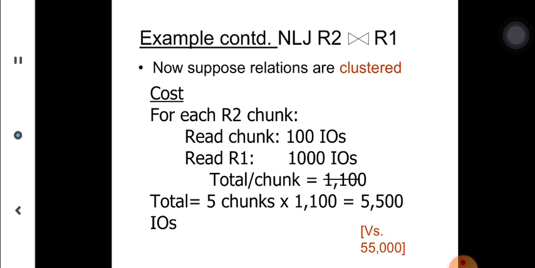Now suppose relations are clustered. For each R2 chunk you have 100 outputs, then read R1. So the total is 5 chunks times that. You can understand that if it is clustered, you are reducing by a factor of 10: 5,500 versus 55,000. So it has come down. So we prefer clustered operations.